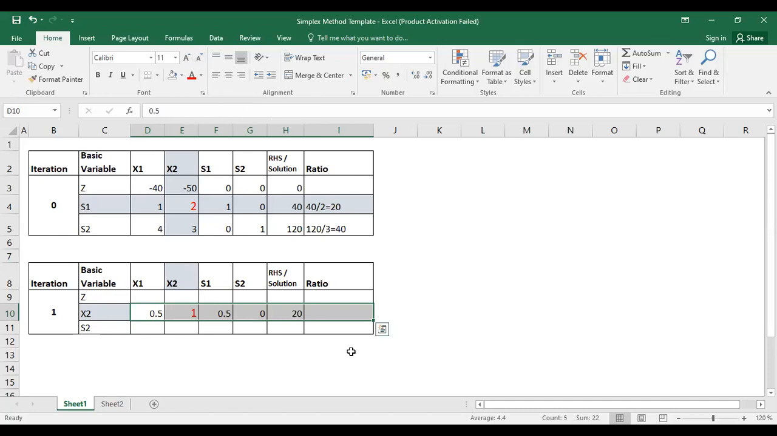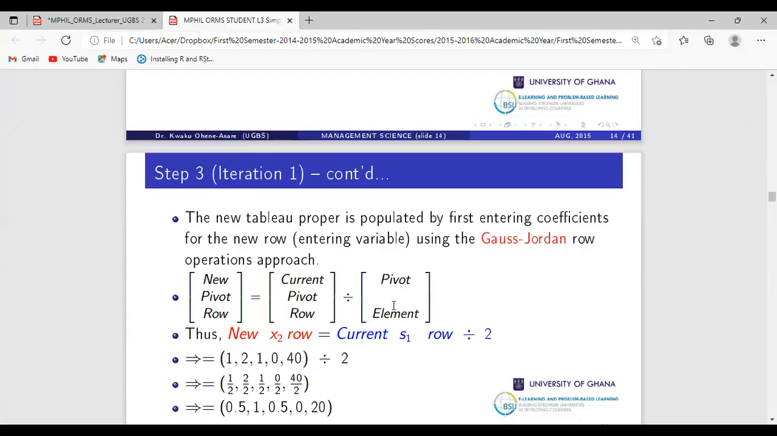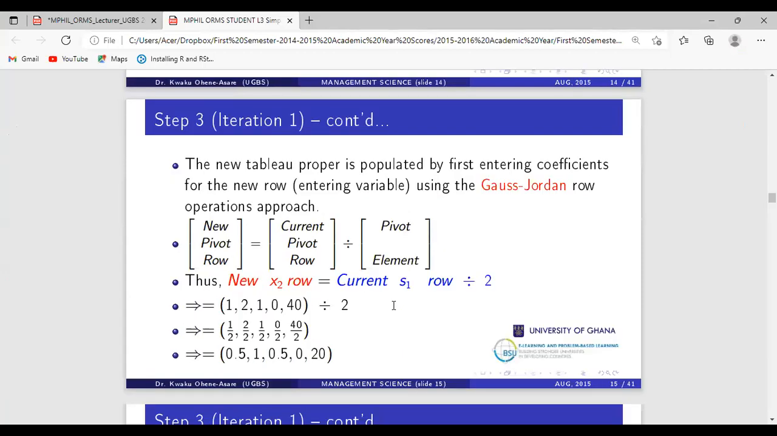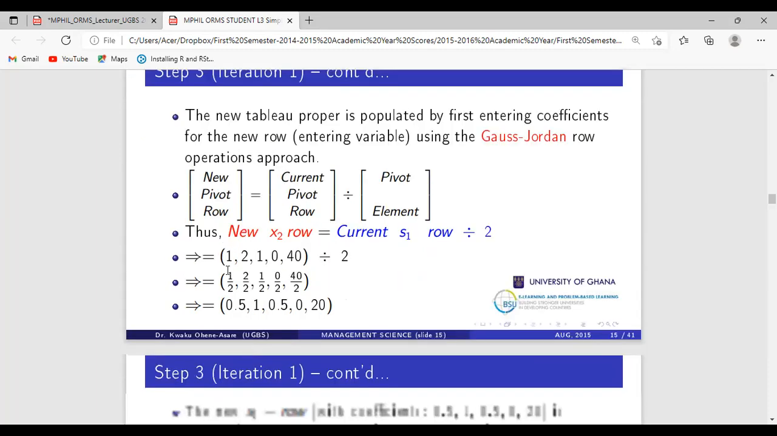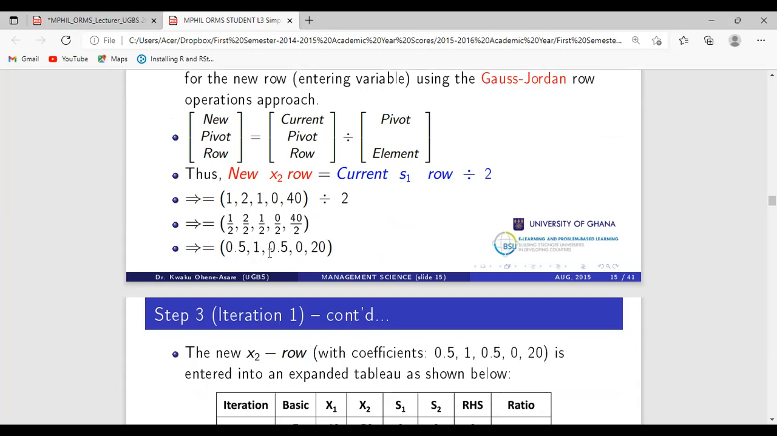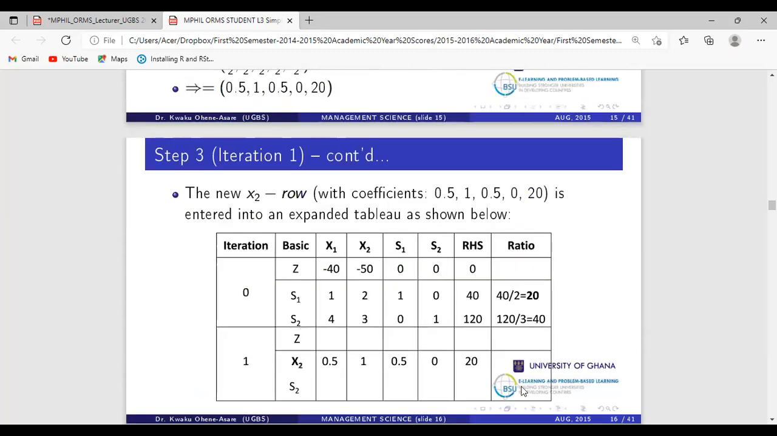Okay, so now we have our new values. When you go to the slides, you realize that it gives you a formula for finding the other values, and you have to write this down. So this is how we found our new pivot row values: the current pivot row value divided by the pivot element. That's what we just did, and we got these values for the new row at iteration 1. So we are done with this.